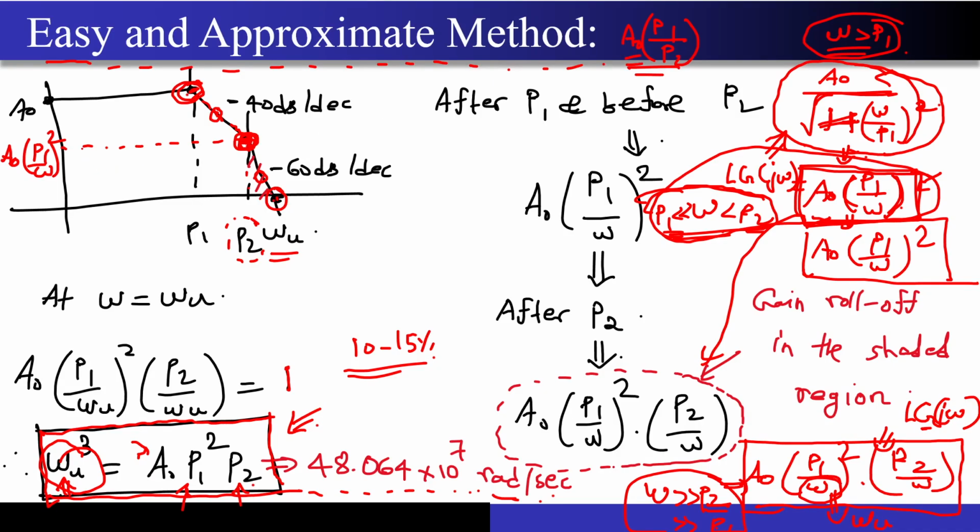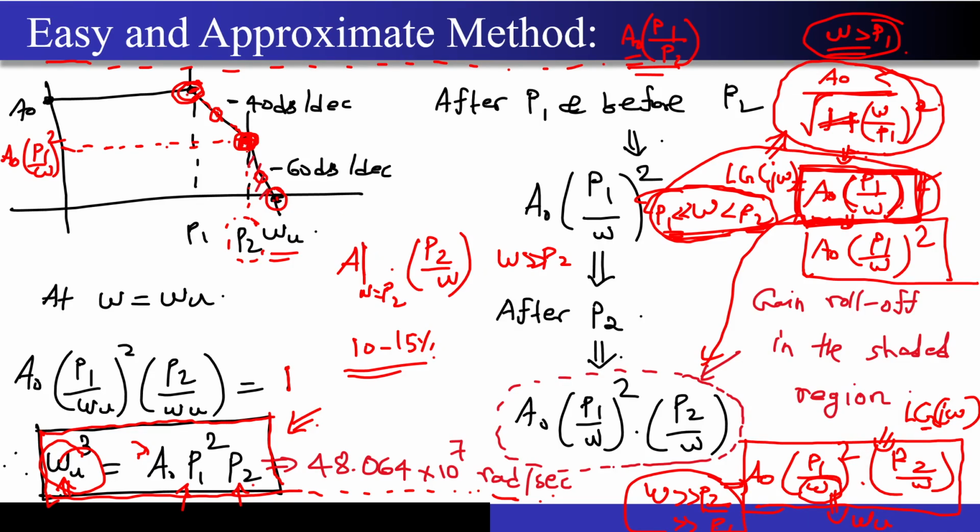Correct? So this is the gain that you have now at this particular point. Now P2 will do its own stuff, just like the pole P1 contributed A0 into P1 by omega. The pole P2 will also contribute the same thing. So whatever gain is available at omega equal to P2, I multiply by the factor P2 by omega. Now this equation will be valid for omega much greater than P2.